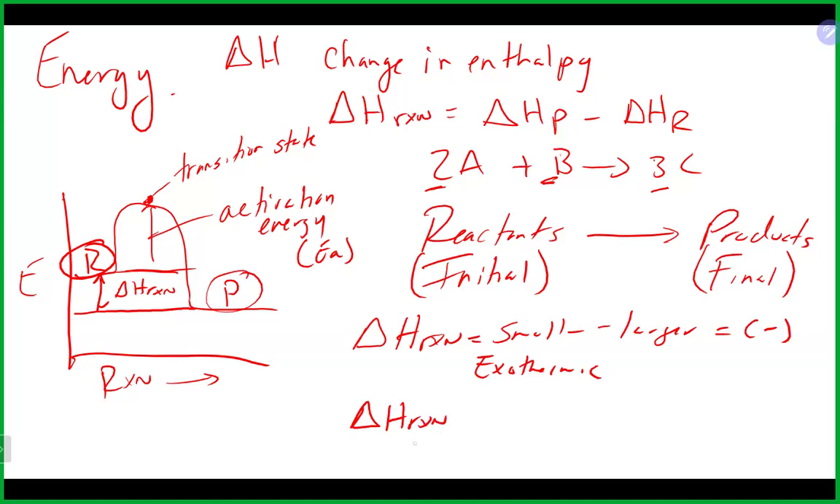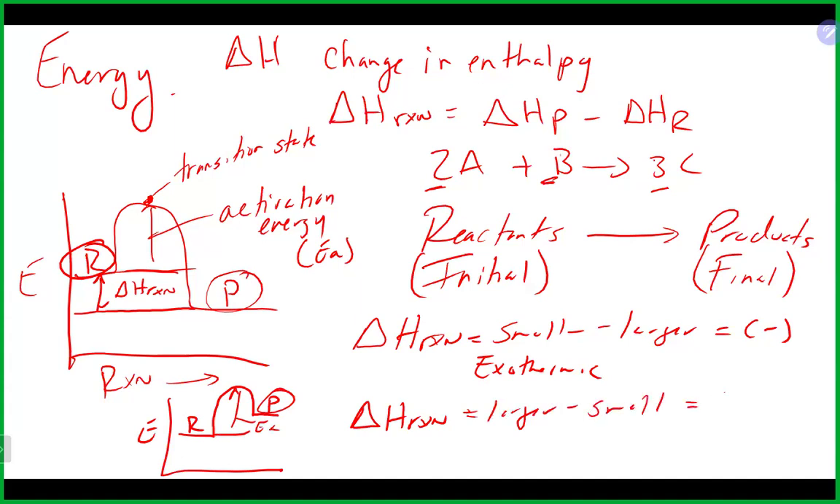The opposite is true. If you had an endothermic diagram, it would look very similar, except that the reactants will be lower in energy than your products. And once again, that would be your activation energy. In this case, our products are higher in energy, so we're going to have a larger number minus a smaller number, and that will give you a positive value, and that means that it is endothermic.